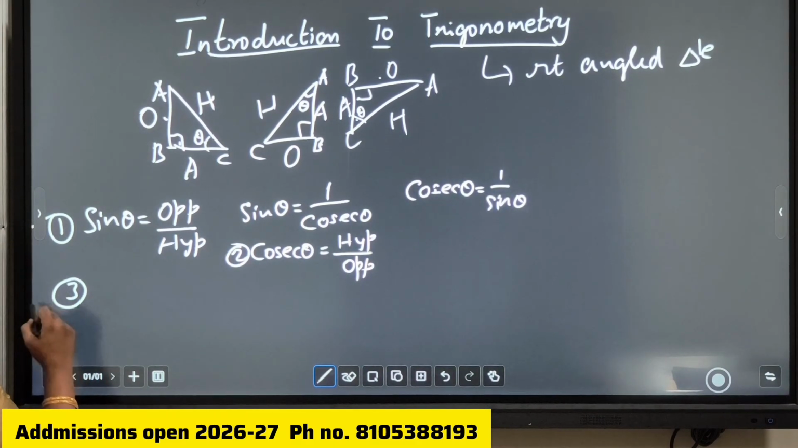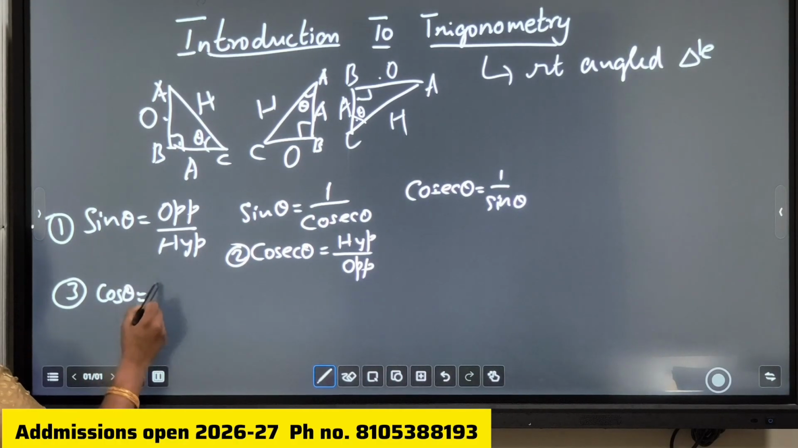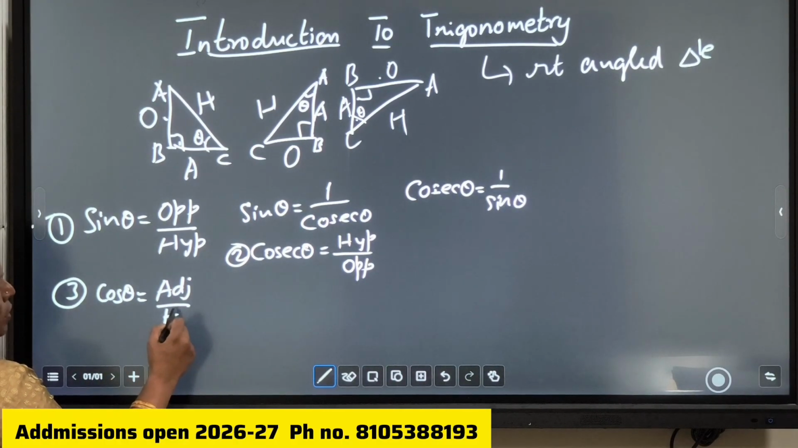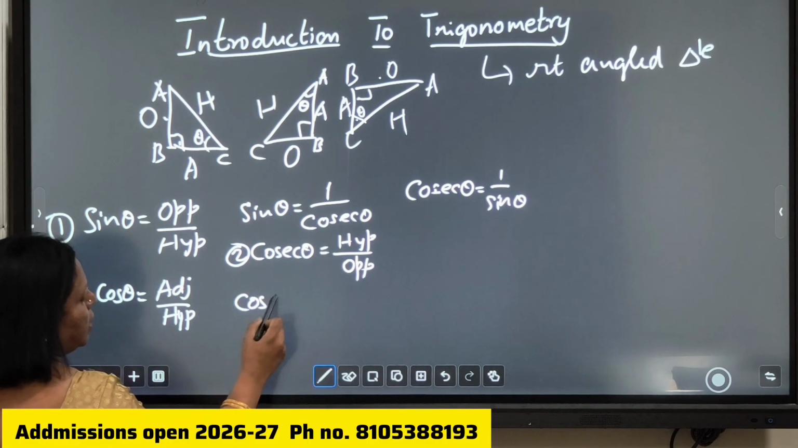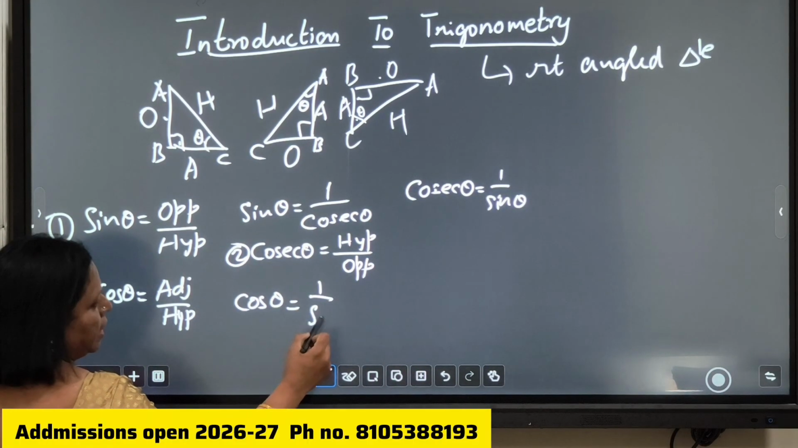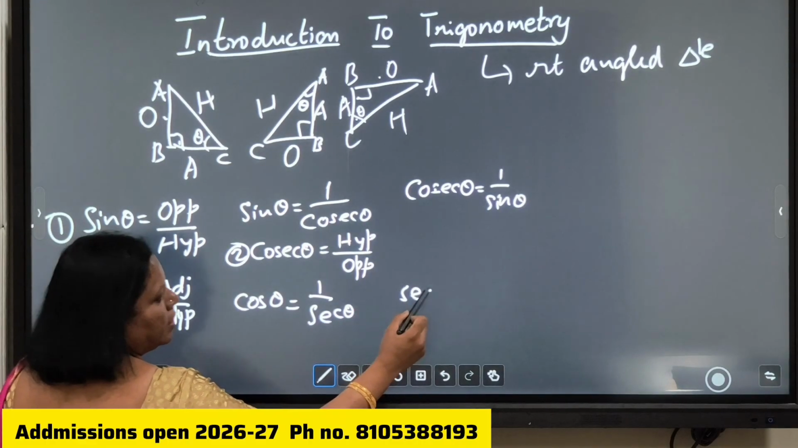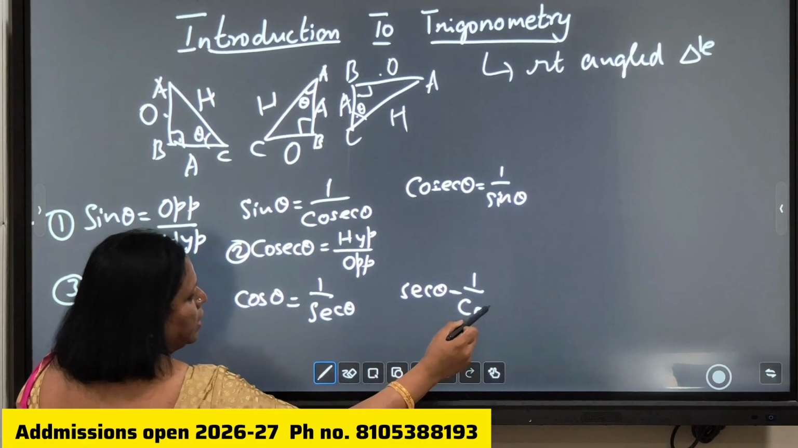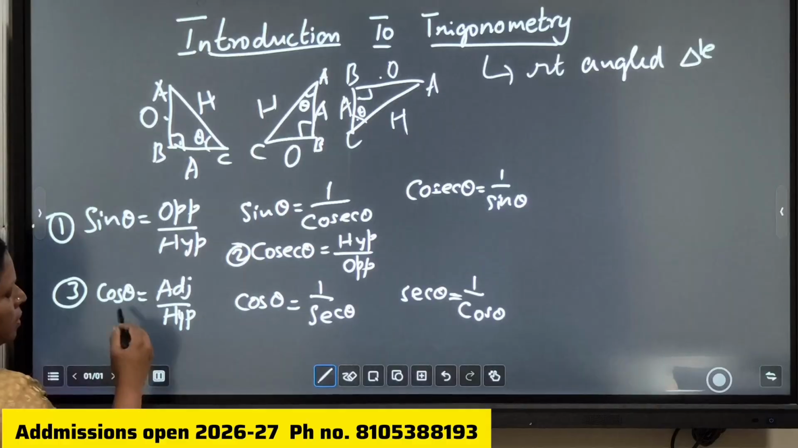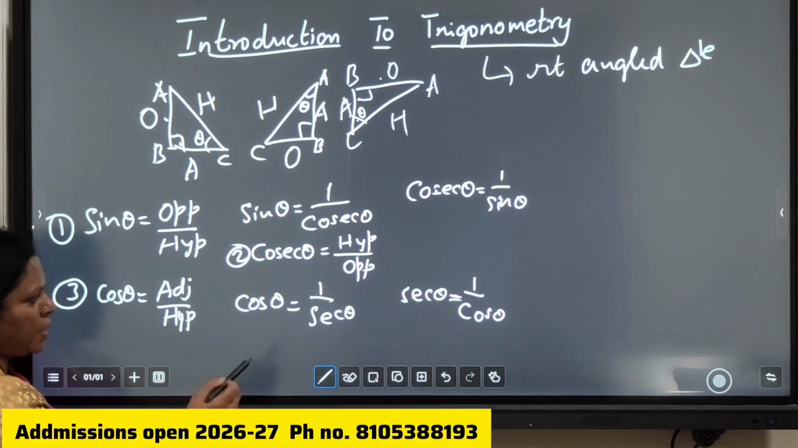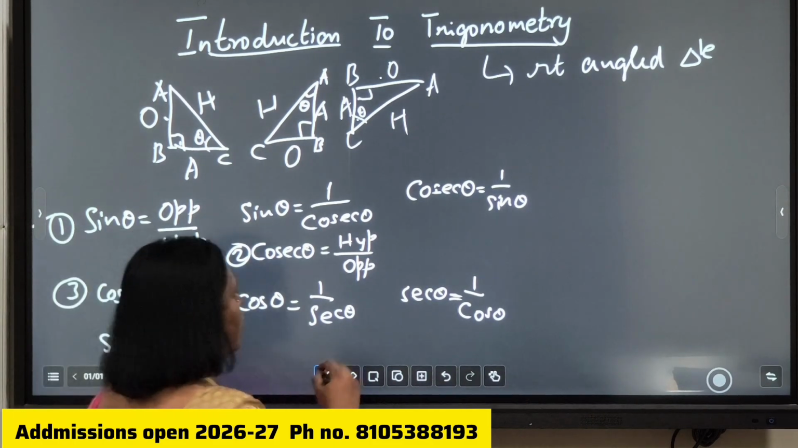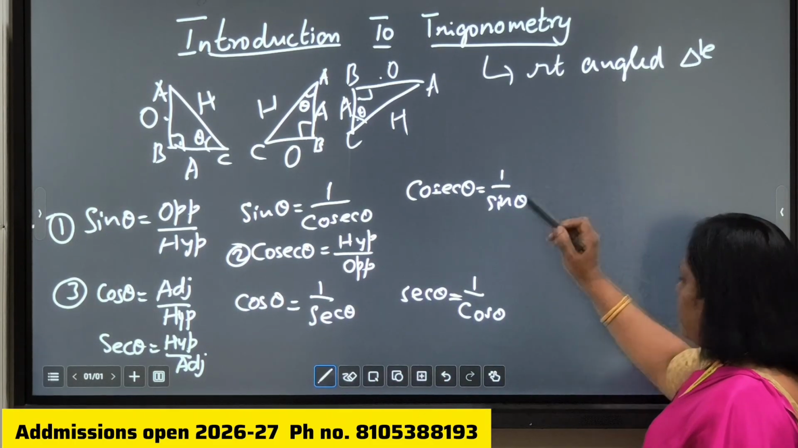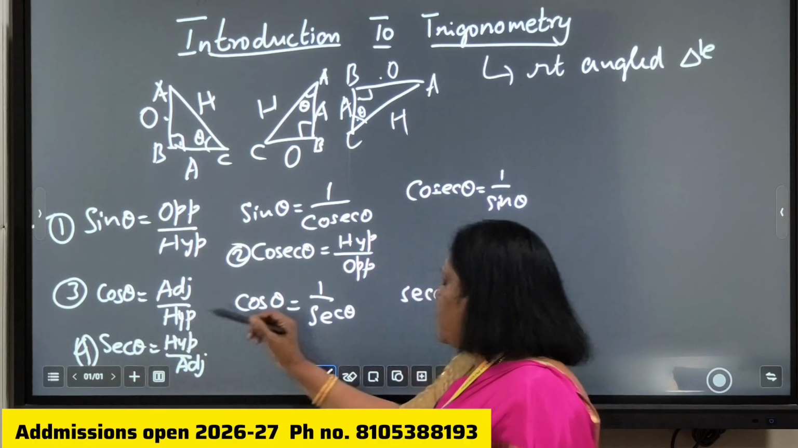The third one is cos theta. Cos theta is adjacent by hypotenuse. The reciprocal of cos theta is 1 by secant theta, or secant theta is equal to 1 by cos theta. So I have also told that the reciprocal of cos theta is secant theta. So secant theta will be hypotenuse by adjacent side. This is the fourth one, and the fifth one is tan theta.